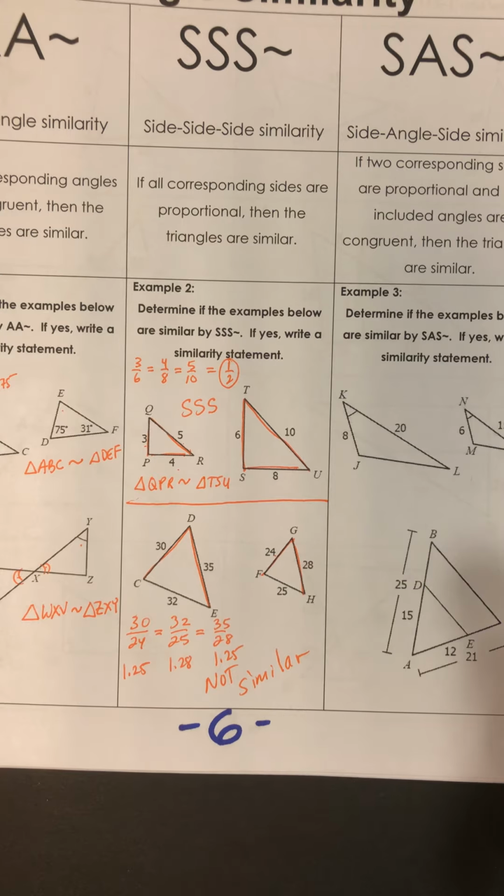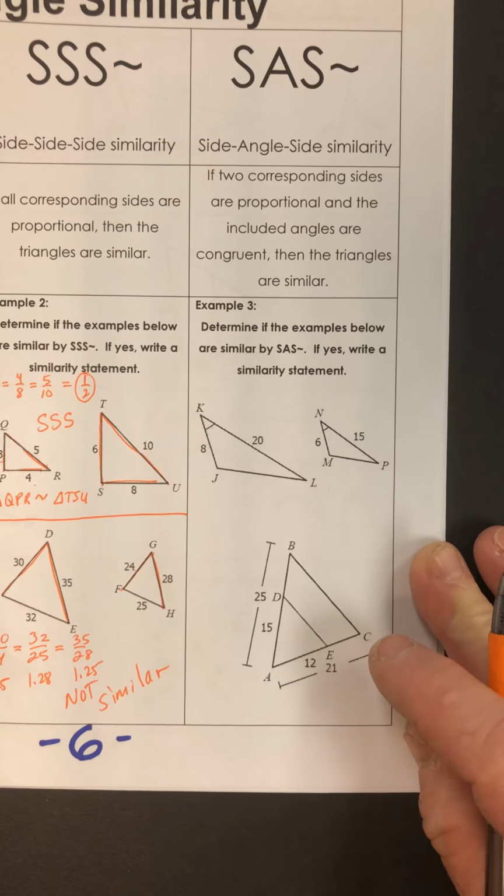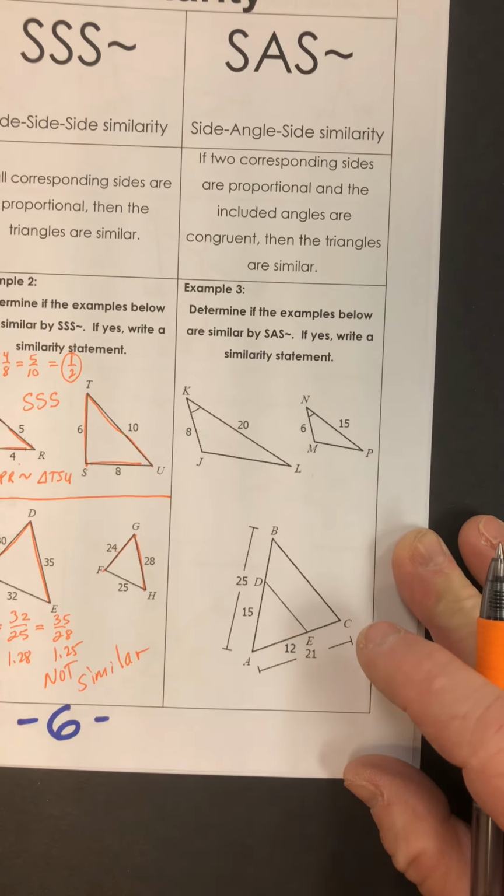Okay. Because those all have to have the same scale factor. Or if you do the cross product, they would all have to equal the same. They would have to all equal each other. Okay. All right, side angle side.